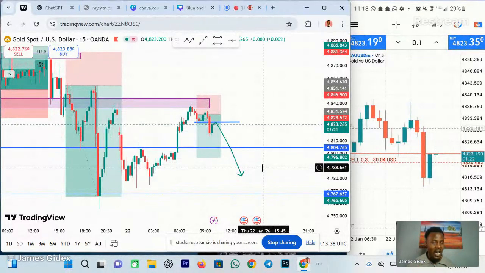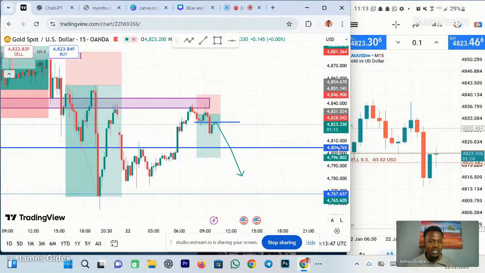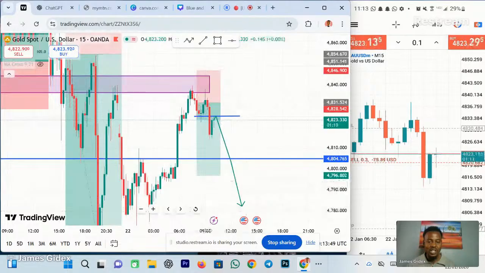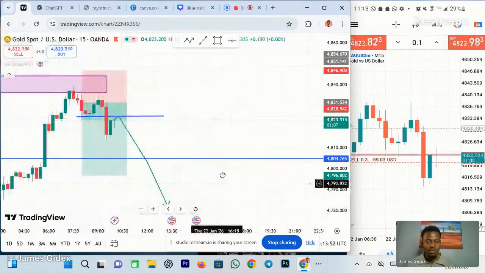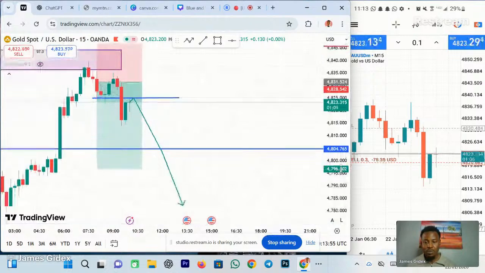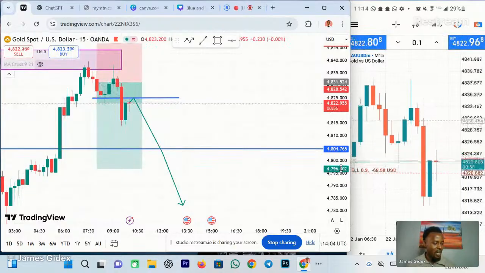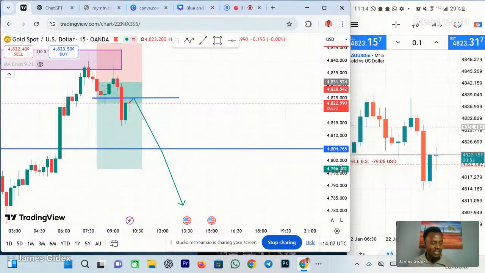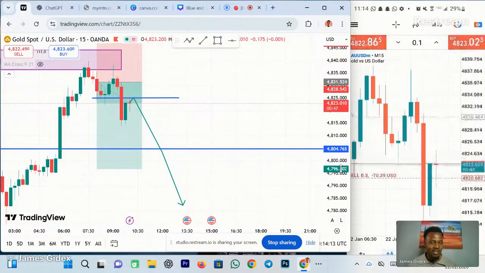And another one, don't add position if the first position is not profitable yet. If the first trade that you entered is not profitable yet, don't add position. Please write it down. Don't add position if the first trade that you took is not in profit. So as you can see right here, I'm not gonna add position now unless I see a clear sign of rejection. Until this trade that I placed here is in profit, I'm not gonna add any position.